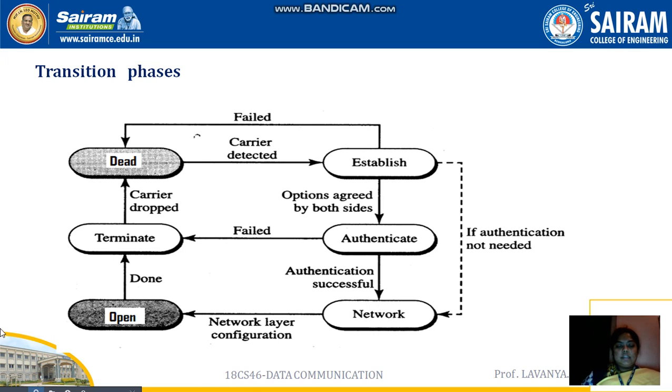Initially, in the disconnected state, there is no connection, so the connection will fail and there is no link. In establishment, the connection is established between the sender and receiver. Once the connection is established, the two devices communicate with each other.